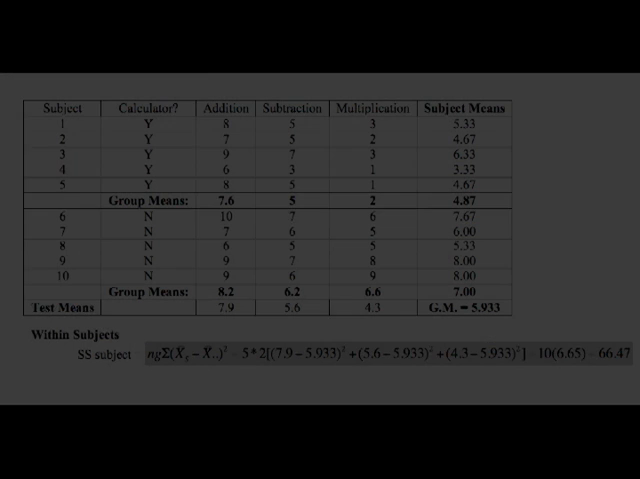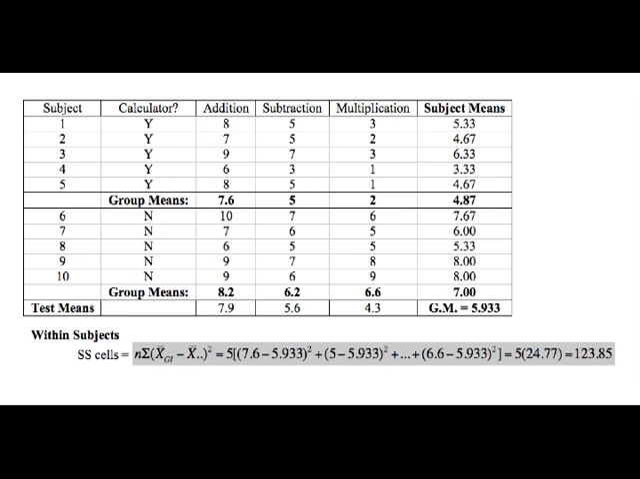To calculate the interaction, first we have to calculate the sums of squares cells. To do that, we take each of the group means and subtract the grand mean from it, square it, sum them up, and then multiply that by n. So we get a sums of squares cells of 123.85.